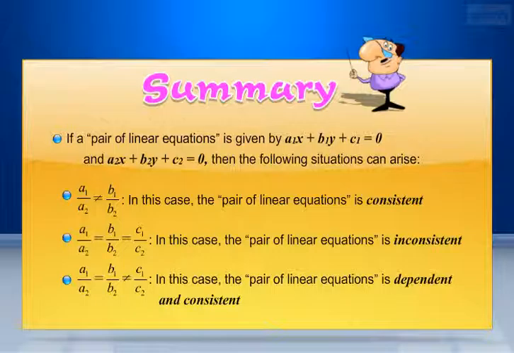a1/a2 is not equal to b1/b2. In this case, the pair of linear equations is consistent. a1/a2 is equal to b1/b2 is equal to c1/c2. In this case, the pair of linear equations is inconsistent. a1/a2 is equal to b1/b2 is not equal to c1/c2. In this case, the pair of linear equations is dependent and consistent.